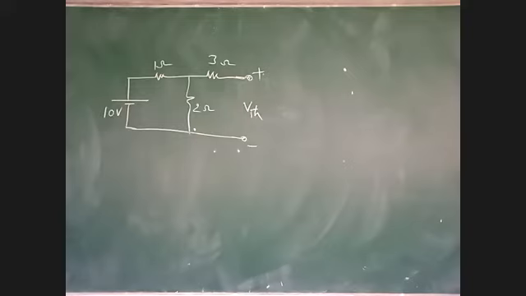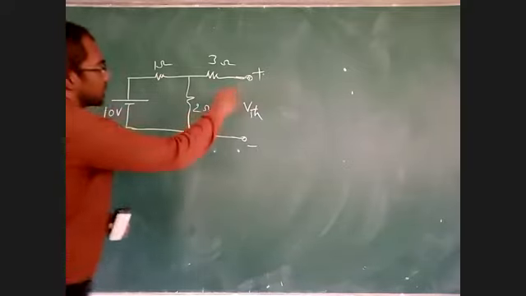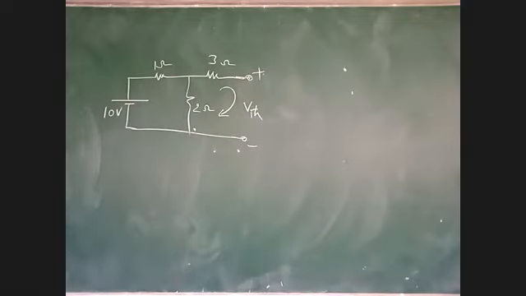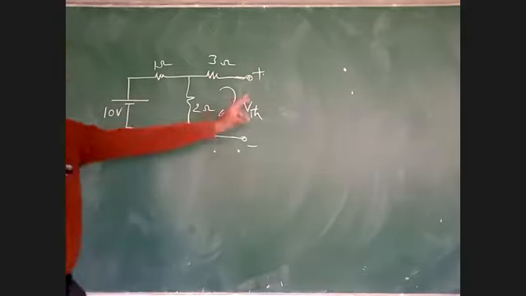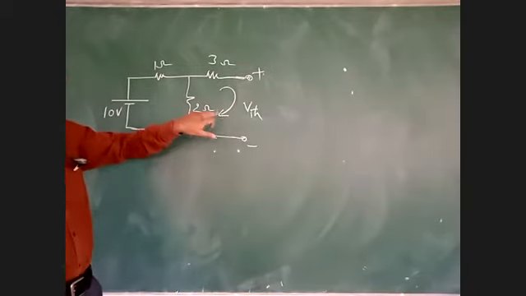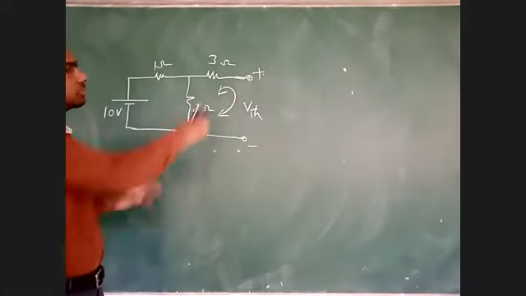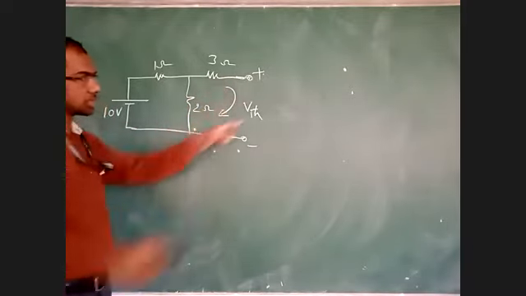I want to convert the entire circuit into a single voltage source. That is VTH. How to convert? See here, consider one reference direction, this one or this one. Why am I saying reference direction? Because in the open circuit your current is 0. That is not the current direction. You can consider any one direction, and you will get the same answer for VTH.